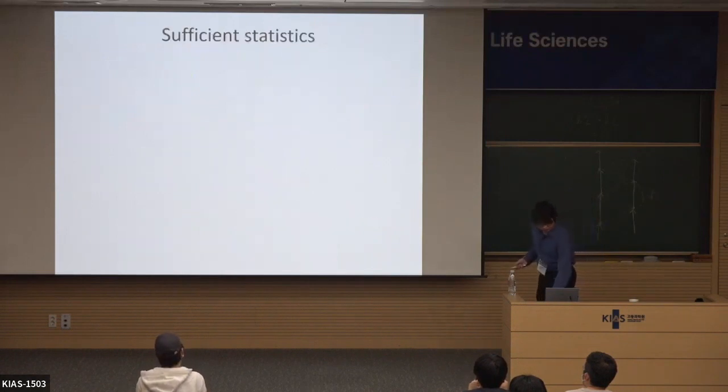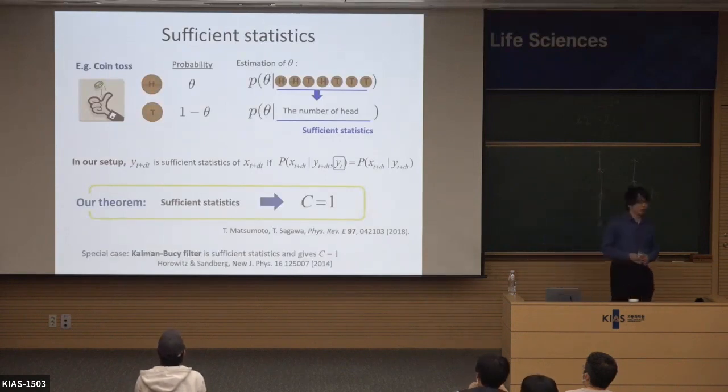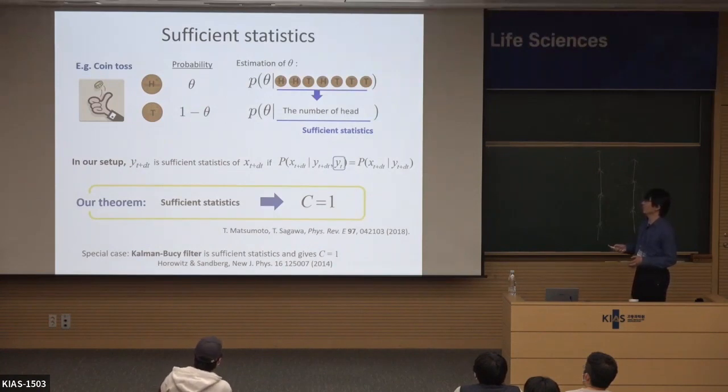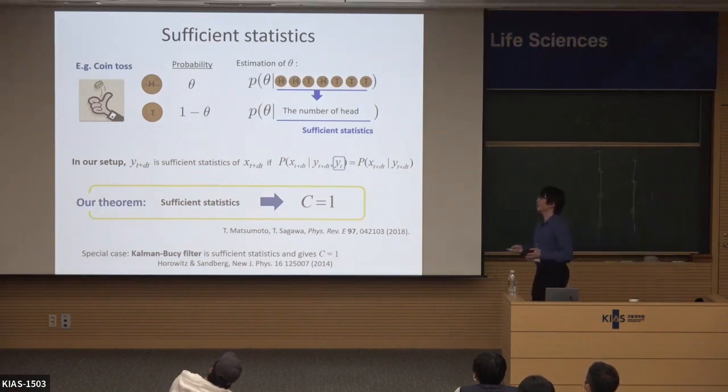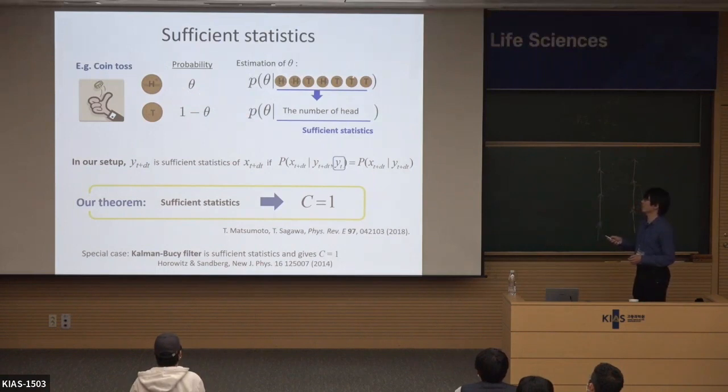So now we focus on the concept of sufficient statistics. In a very simple setup, for example, we consider the coin toss and we have head or tail. Then what we want to know is the probability estimation. The probability of the head is given by theta, and we want to estimate this theta. Our information is a sequence of head and tail. For example, we got some results like head, tail, head, tail, tail, tail.